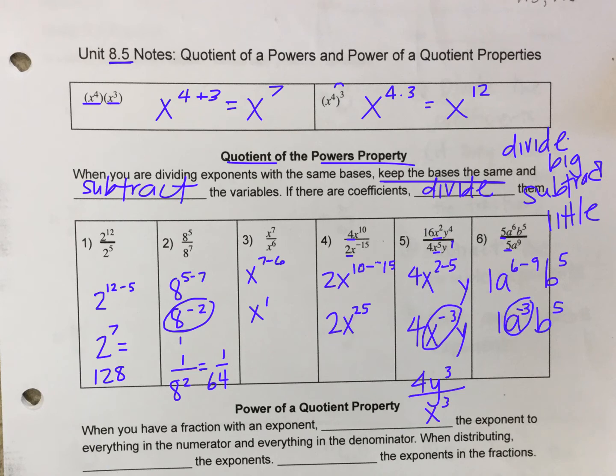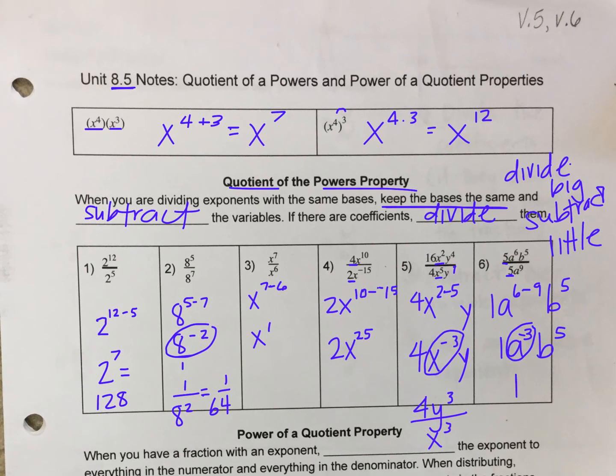This guy's making bad choices. He needs to go to the basement. 1B to the 5th stays on top. A to the 3rd goes downstairs.